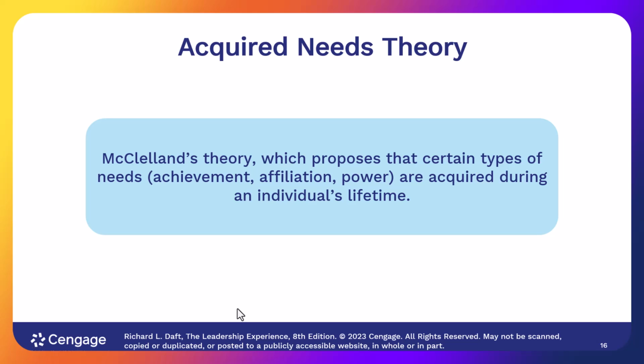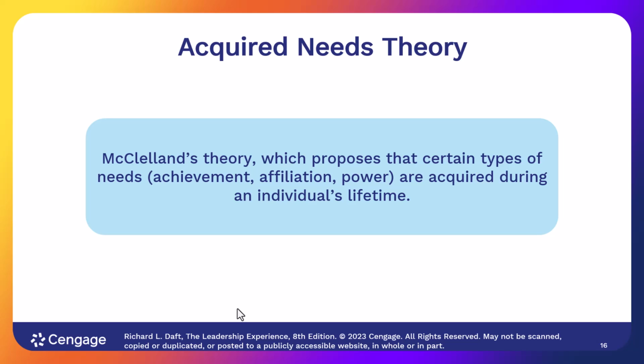McClelland's acquired needs theory proposes that certain types of needs, achievement, affiliation, and power, are acquired during an individual's lifetime. So that means, during the course of somebody's lifetime, they are going to acquire achievement, affiliation, and power, and these may not all come at the same time. But these are certain needs that people will have.